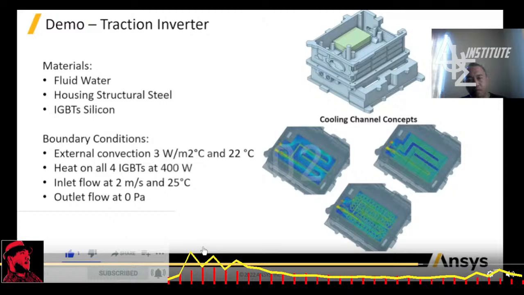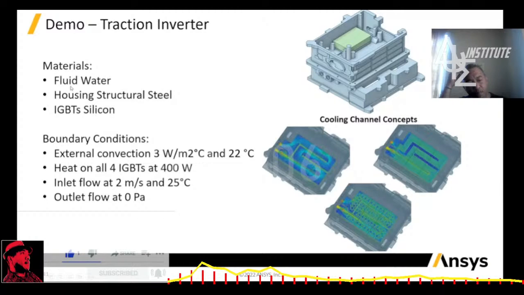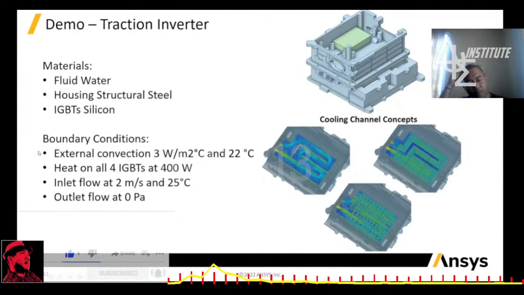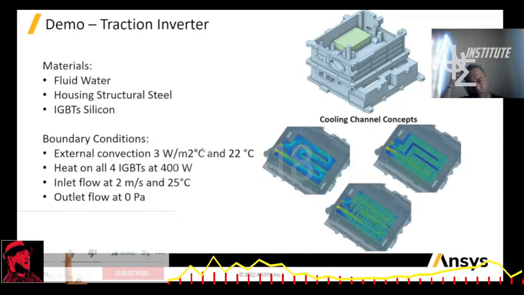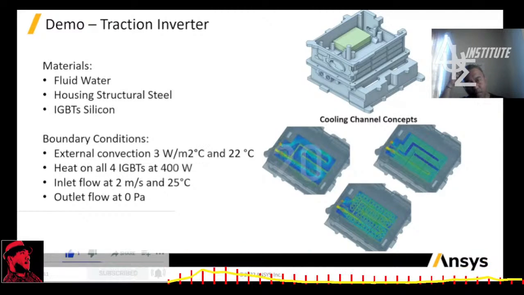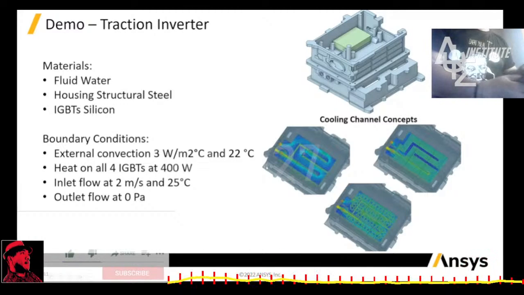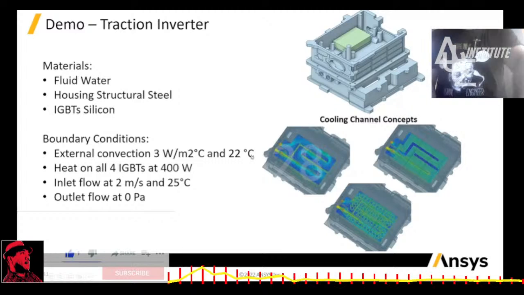In this demo, we're going to use the following materials. So a fluid, the fluid's going to be water, the housing is going to be structural steel, IGBTs are going to be silicon. We have our boundary conditions here. So the external convection is going to be a coefficient close to what we would expect from natural convection. So this value here, 3 watt over square meter Celsius, and an ambient temperature of 22 degrees Celsius.